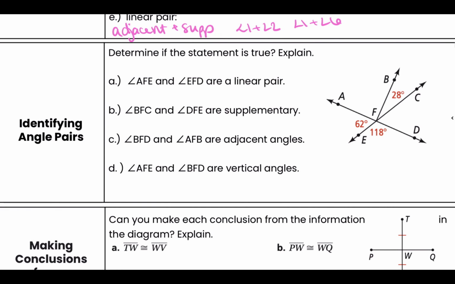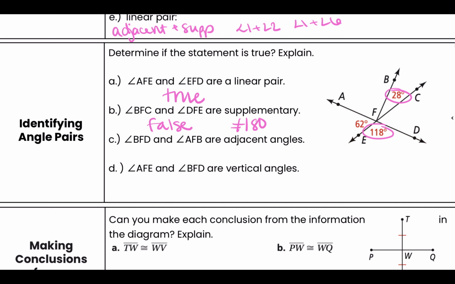Determine if the statement is true. Explain. Angle AFE and angle EFD are a linear pair. That is true. AFE, EFD, together they form that straight angle. So it's true. Angle BFC and angle DFE are supplementary. That is false. BFC is 28, AFE is 118. That does not equal 180.